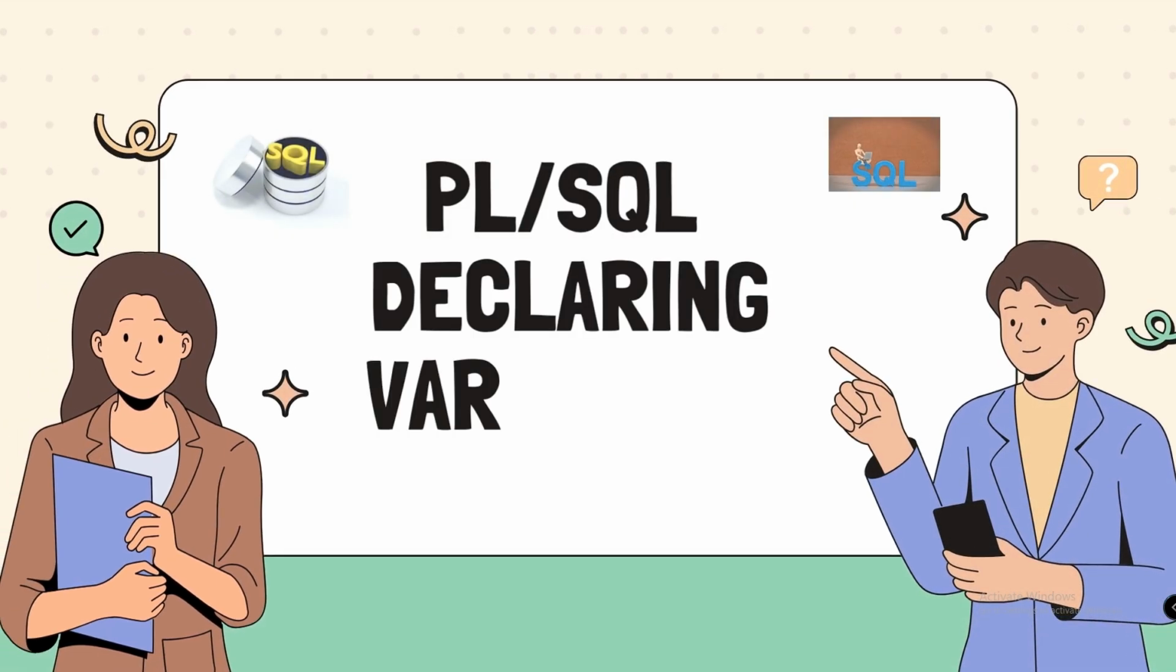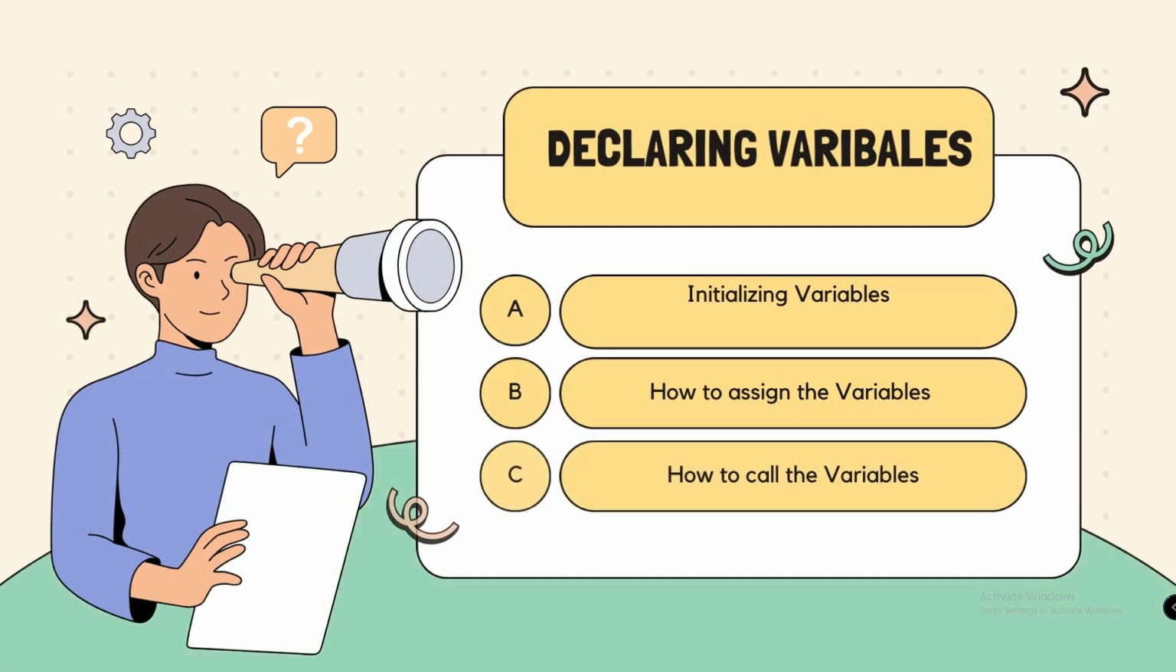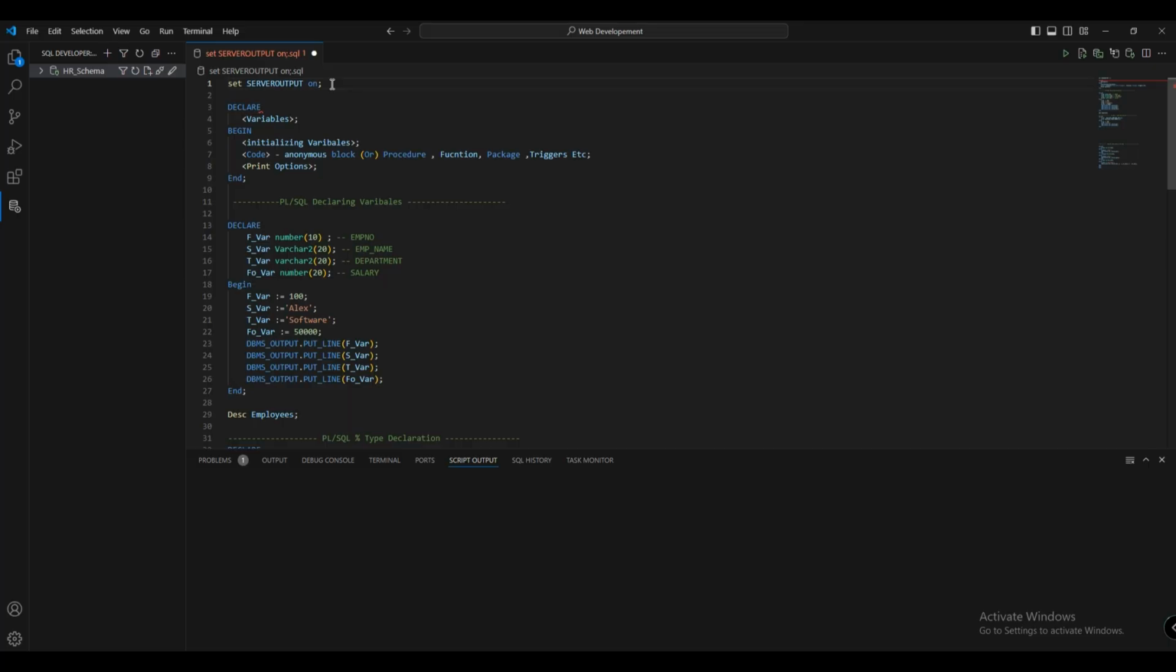Today we'll discuss declaring variables in PL/SQL. Here we will discuss how to declare a variable, how to initialize a variable, how to assign a value to that particular variable, and how to call the variable to the front end. We'll discuss one by one in this class.